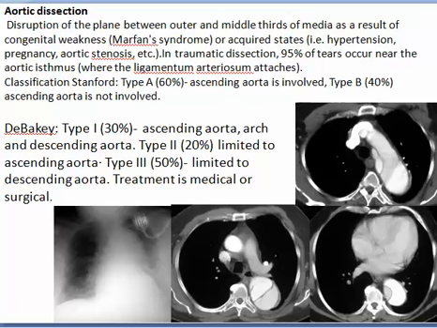Classification, we have the Stanford and the DeBakey. Stanford type A, ascending aorta involved; type B, ascending aorta is not involved. The DeBakey type 1, ascending and arch and descending; type 2, limited to the ascending; type 3, limited to the descending. And the treatment is either medical or surgical accordingly.